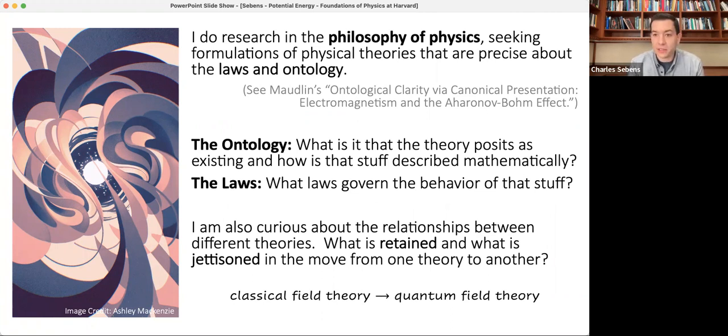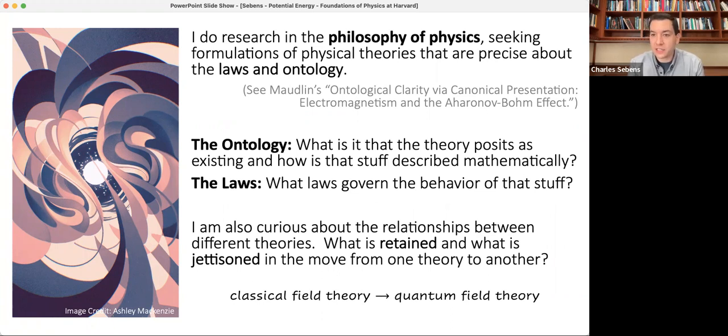Quantum mechanics is a theory where it's famously hard to say what it's really about, what's actually going on. Classical field theories are generally taken to be more straightforward, but I think there are interesting questions there as well. Quantum field theory, I think, is quite hard to get clear on the laws and ontology. So this is kind of what drives me.